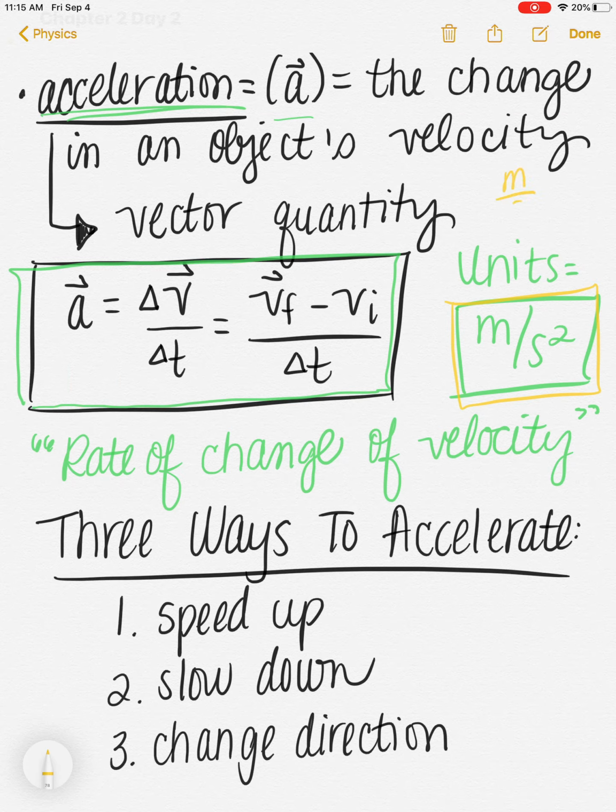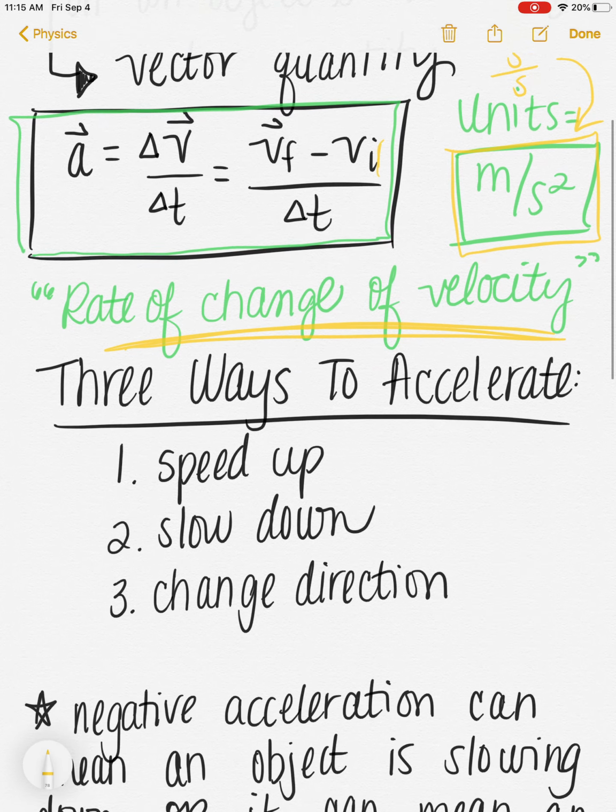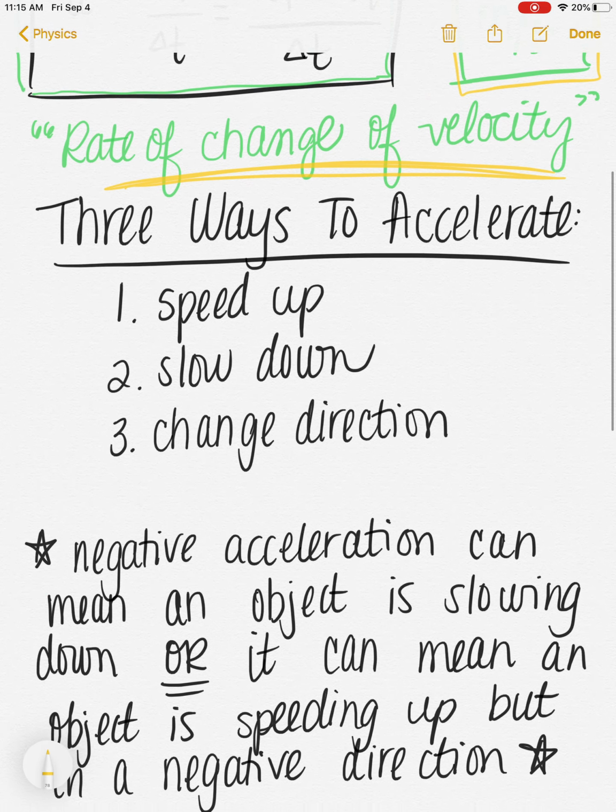I talked about in class today that a lot of times people will call this meters per second because velocity is in meters per second, time is in seconds, but it is meters per second squared. So the rate of change of velocity is another way of defining acceleration.